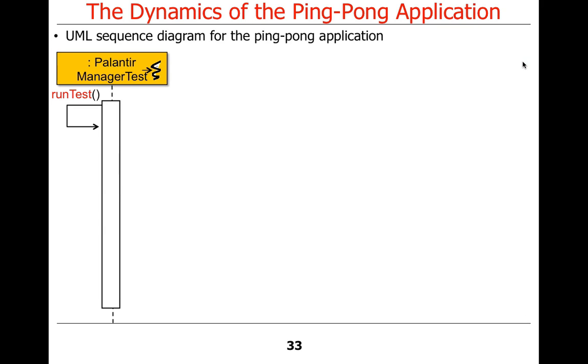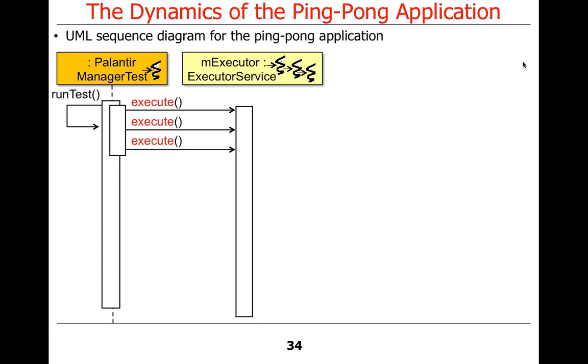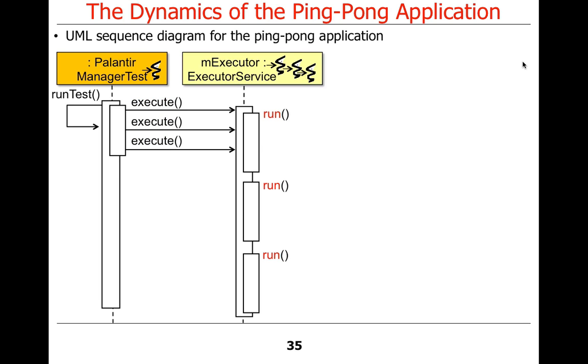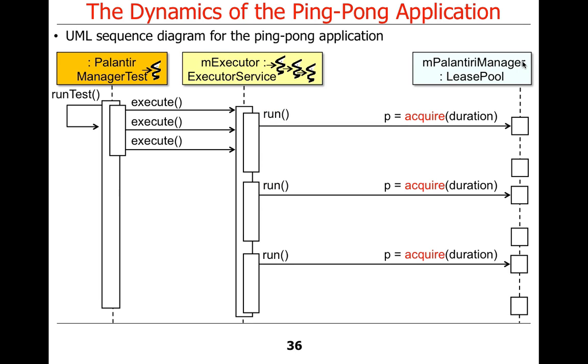So we have the PalantirManagerTest, which has a runTest method that gets called multiple times, once for every synchronization mechanism we're going to be using. This spawns a bunch of tasks by calling execute, so all these things are actually running in parallel, in the executor service. We call the run methods of these tasks, and they all run concurrently. And all the run methods will simultaneously try to acquire a lease on a resource, which is a Palantir in this case.